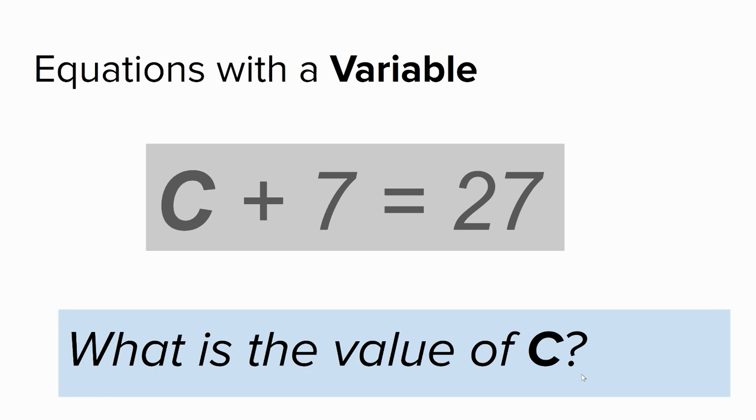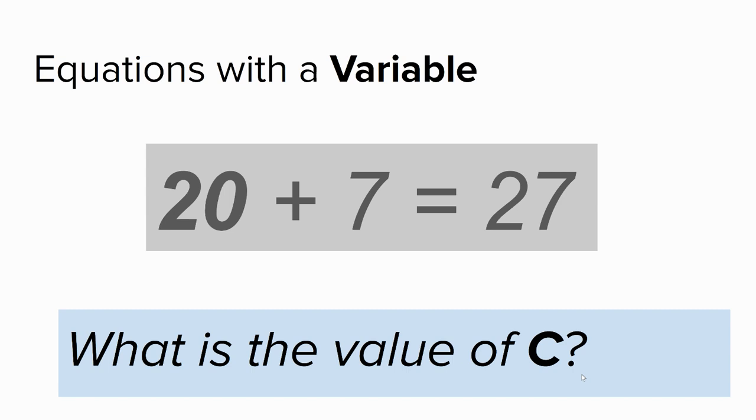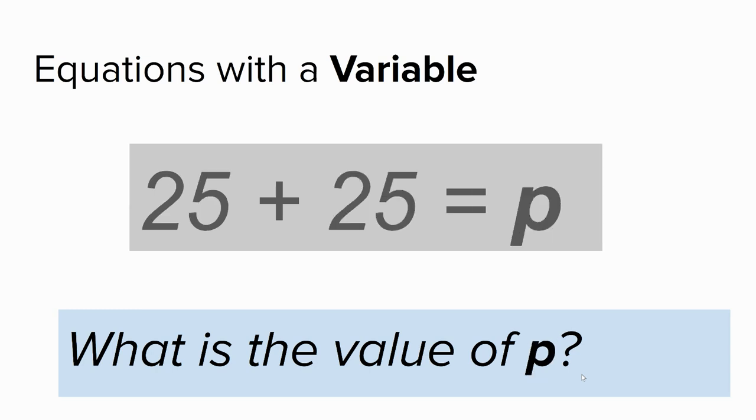What is the value of c? C plus 7 equals 27. Well, c would have a value of 20. 20 plus 7 has the same value as 27. 25 plus 25 equals p. What is the value of p? Well, if we add 25 and 25, it has the same value as 50.